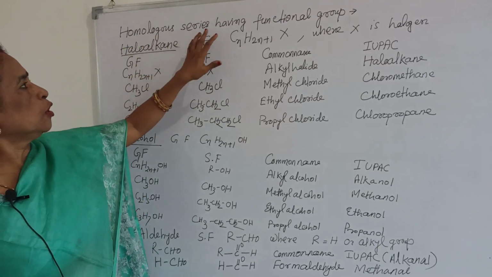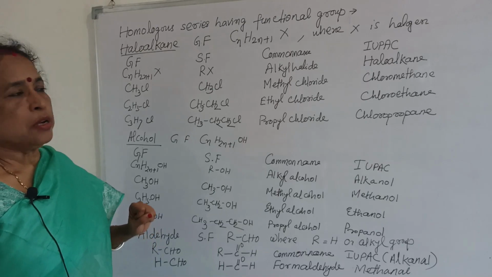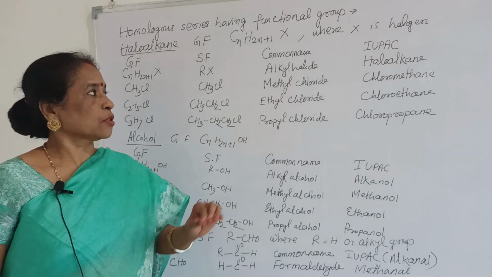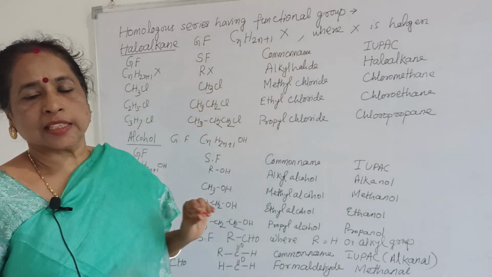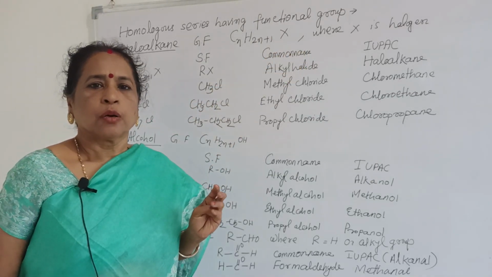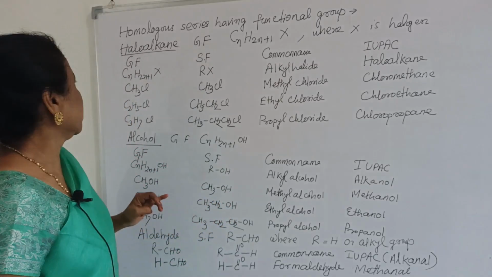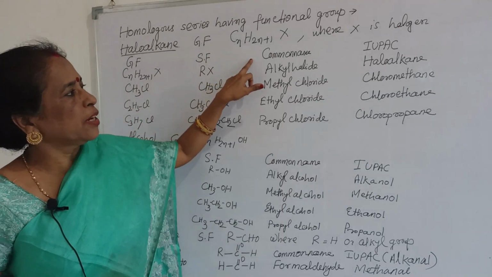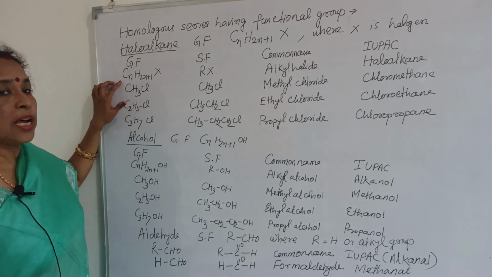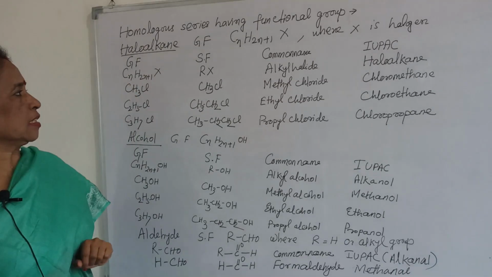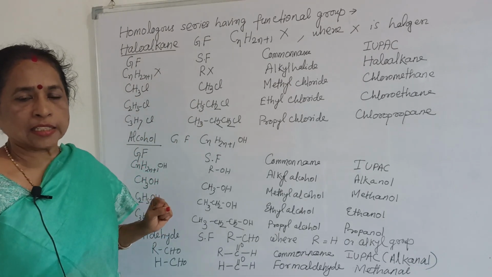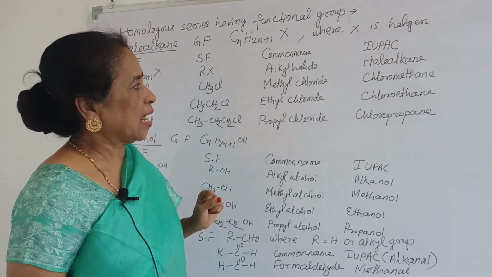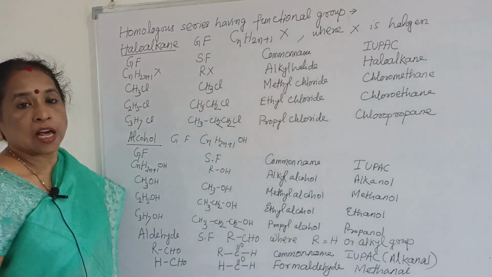Now see homologous series having functional group. First haloalkane, where general formula is CnH2n+1 X, where X is the halogen. It may be chlorine, bromine or iodine. You write in homologous series first general formula, structural formula, common name, IUPAC name. General formula, it is CnH2n+1 X. Structural formula, it is RX, where R is the alkyl group. Common name, it is alkyl halide, and IUPAC name, it is haloalkane.